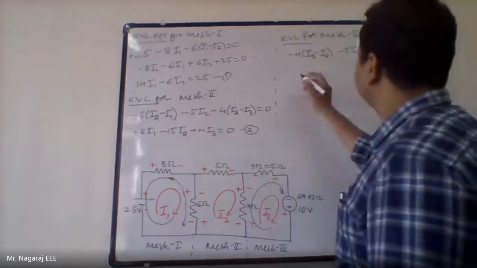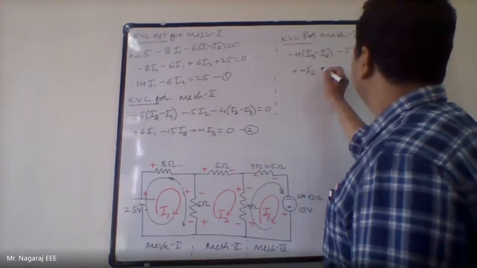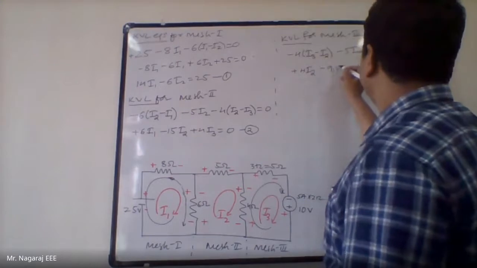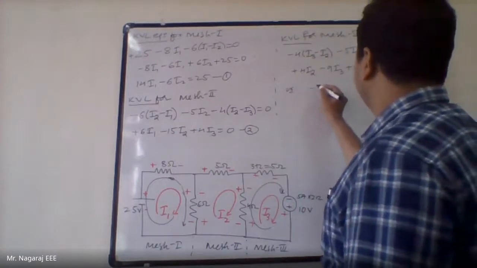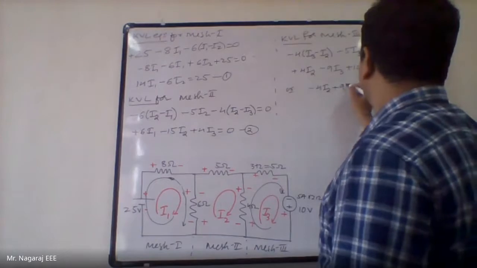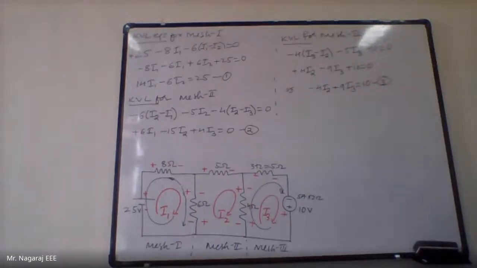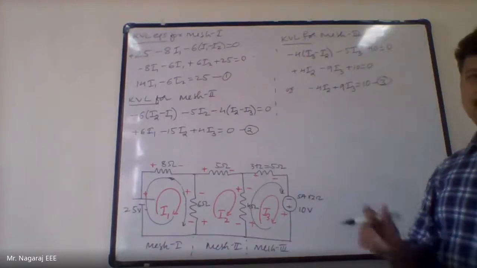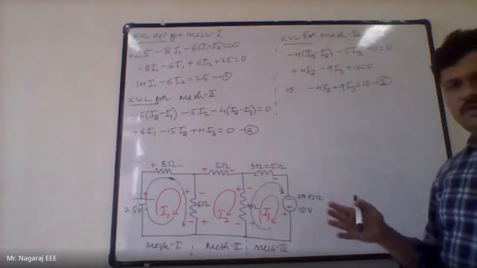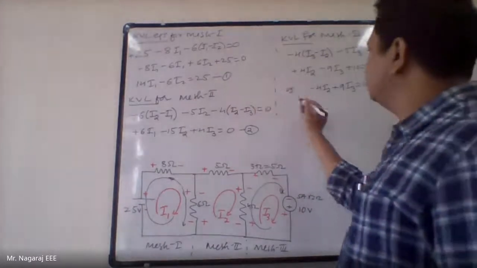So this I can write as plus 4 I2 minus 4 I3 minus 5 I3, that is minus 9 I3, plus 10 is equals to 0. Or minus 4 I2 plus 9 I3 is equals to 10. Now this is equation 3. Now I got 3 equations. All the 3 equations are in terms of I1, I2, I3 as unknowns. So when I solve these 3 equations, I will get I1, I2 and I3. Once I know I1, I2 and I3, I can get the currents in all the branches. Okay. Now solve the equations.